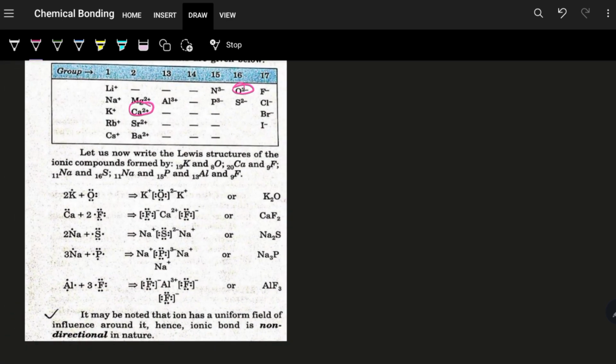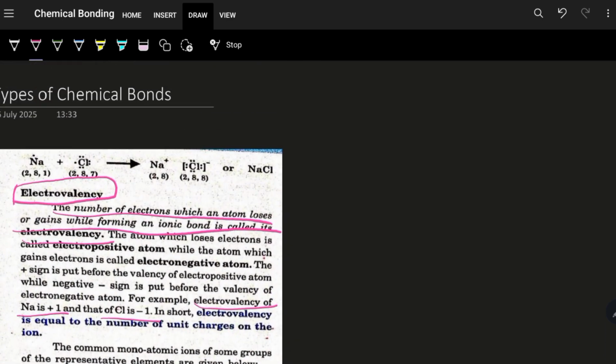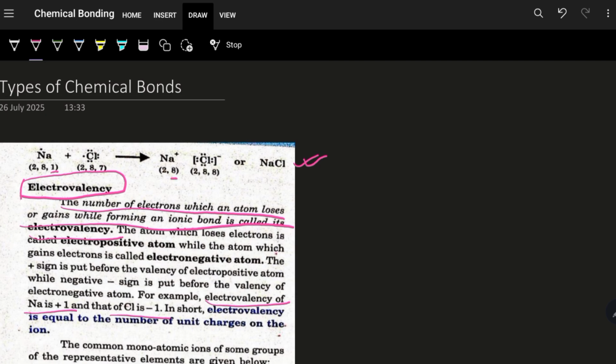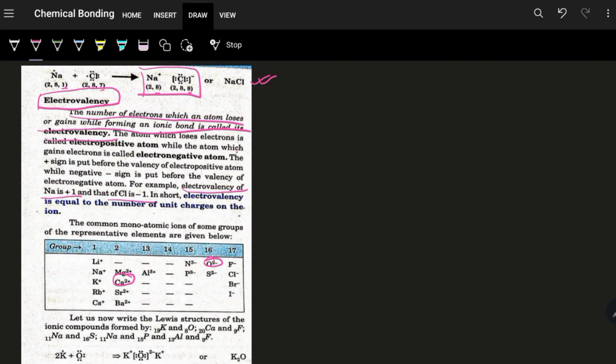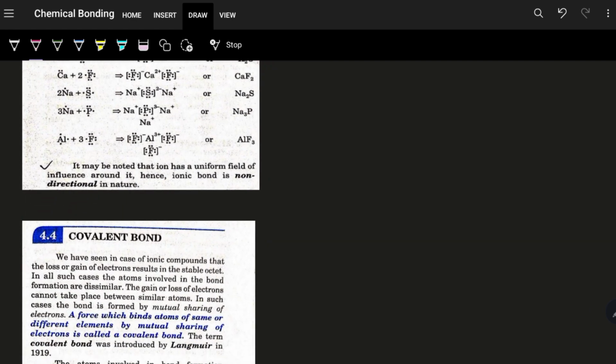Okay. So these are the Lewis dot representations of the formation of ionic bonds. See, at the top part we have the formation of NaCl. Na+ was 2, 8, 1; losing 1 electron, it gets octet configuration. Cl is 2, 8, 7; gaining an electron, it gets octet configuration. The electrostatic interaction between the cation and the anion results in the formation of the NaCl crystal lattice, which is a stable lattice.